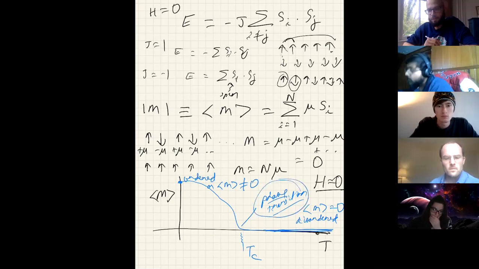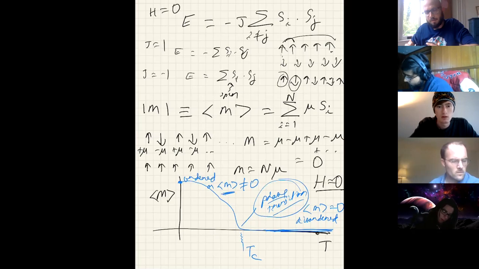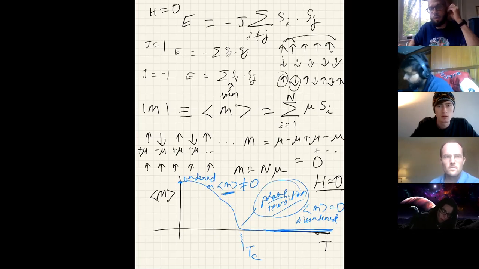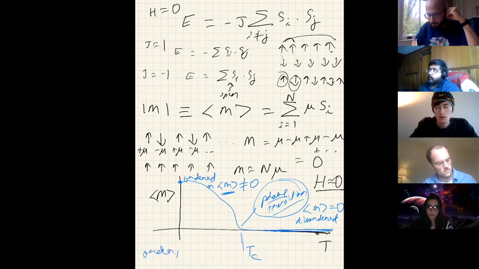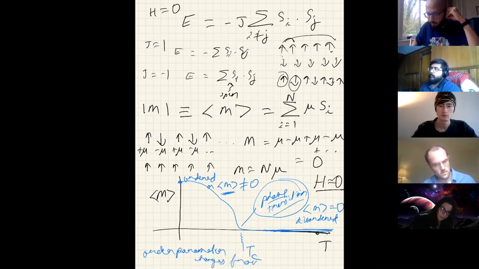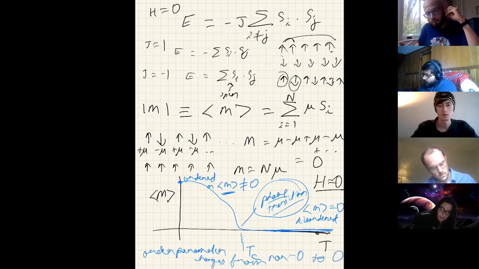And typically phase transition, this is the best example of a phase transition. When a certain property, magnetization, more generally called an order parameter, changes from non-zero to 0, that is a phase transition.